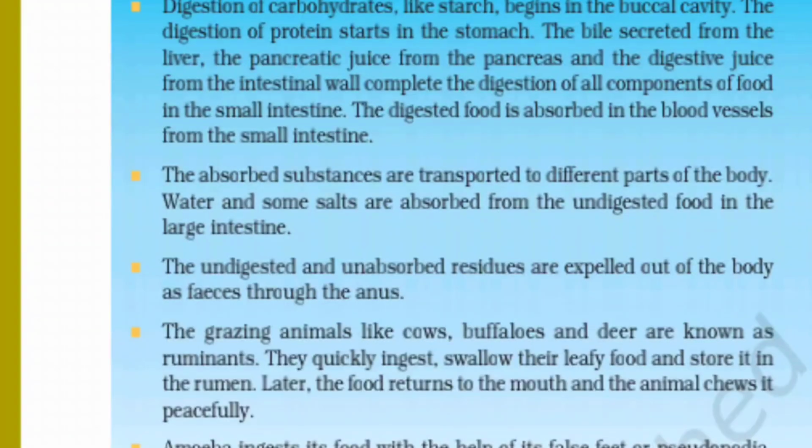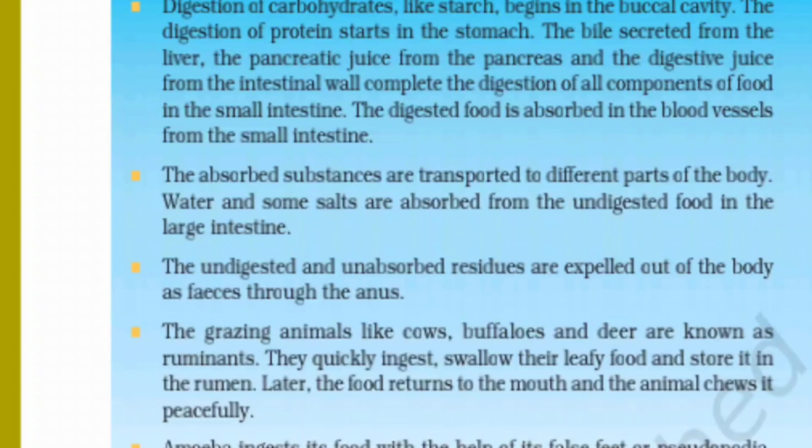Digestion of carbohydrates like starch begins in the buccal cavity. The digestion of protein starts in the stomach. The bile secreted from the liver, the pancreatic juice from the pancreas, and the digestive juice from the intestinal wall complete the digestion of all components of food in the small intestine.